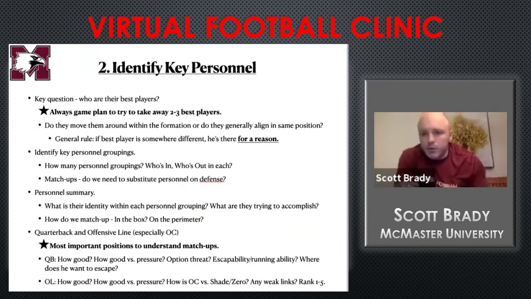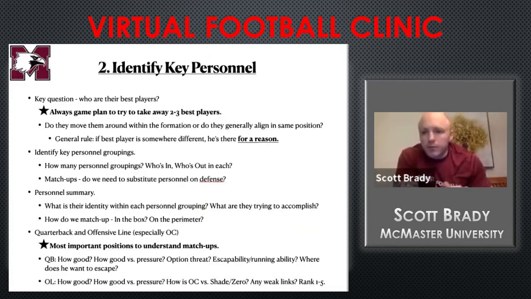You've got to understand if the quarterback's an option threat, right? So are they going to run the quarterback, and are they going to try to create a numbers advantage in the box running the quarterback where we need to start getting extra guys in there? What's his escapability like?